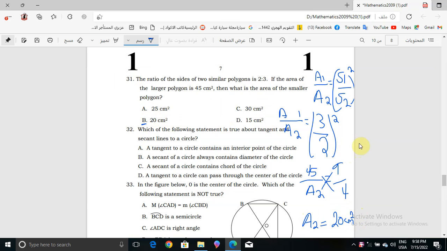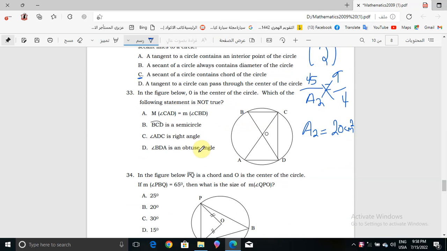Okay, in question number 32, it says: which of the following statements is true about tangent and secant lines to a circle? It will be: a secant of a circle contains a chord of the circle. This one is the correct and true statement about tangent and secant lines.